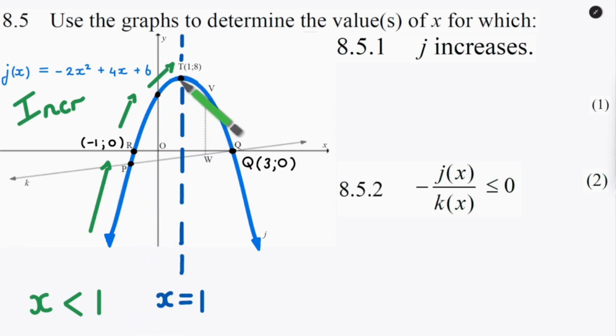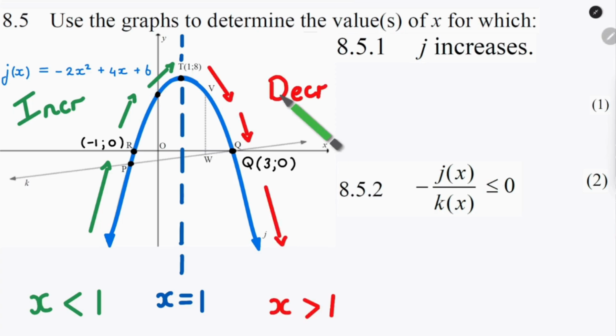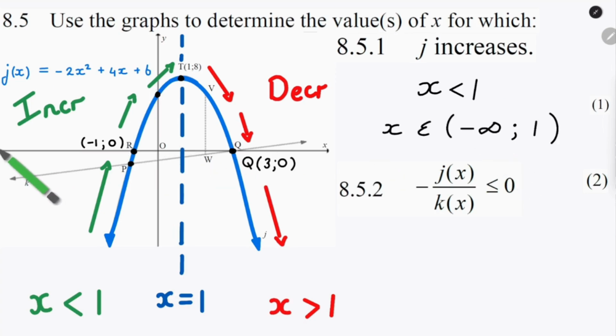Then as we cross the turning point, so as our x values get bigger than 1, our graph will start to decrease. So they want the interval of increase, so we're just going to state whenever x is smaller than 1, our parabola increases. And another notation is possible. You can say from minus infinity all the way up to 1, and then we use circular brackets. We don't include the turning points because it neither increases nor decreases at that point.